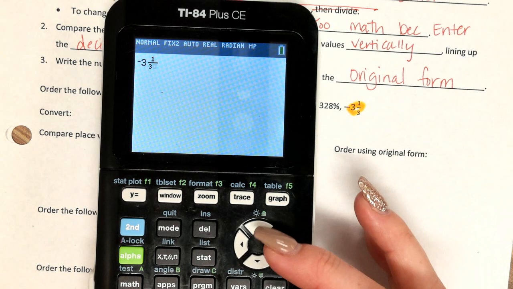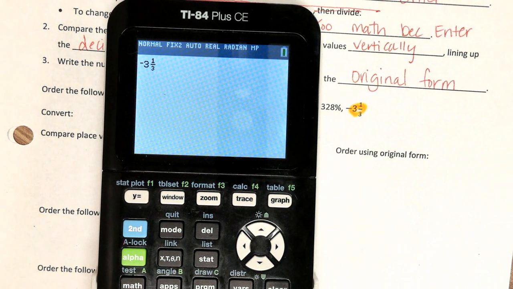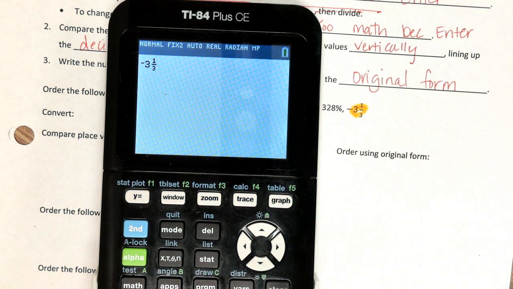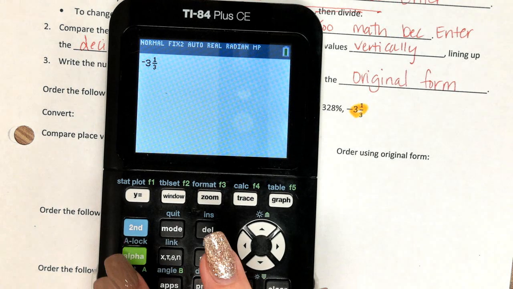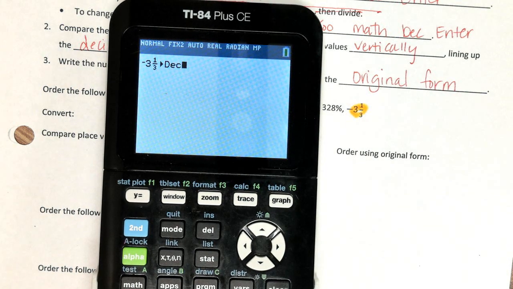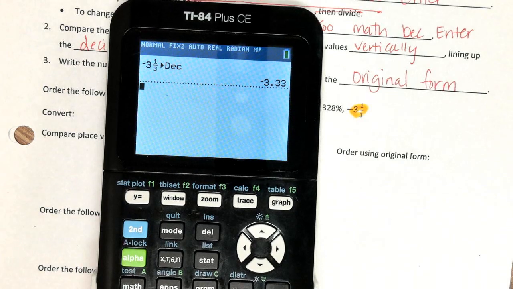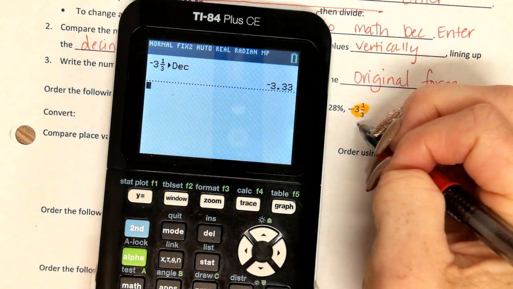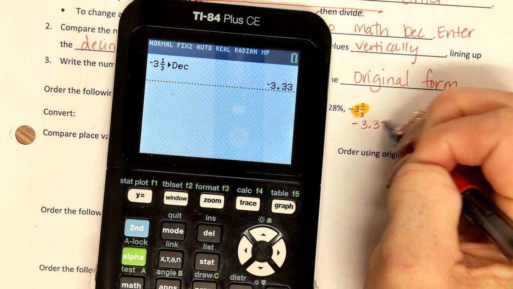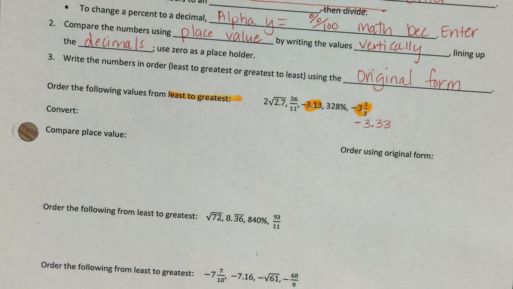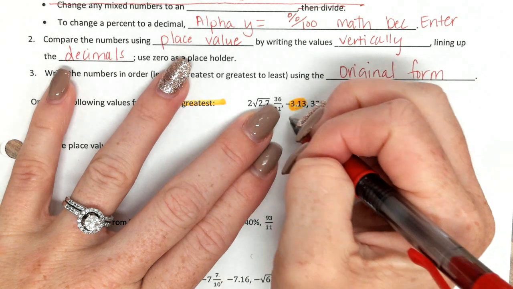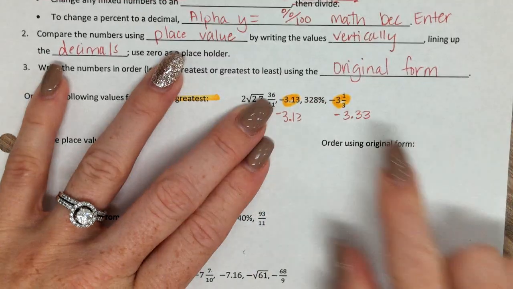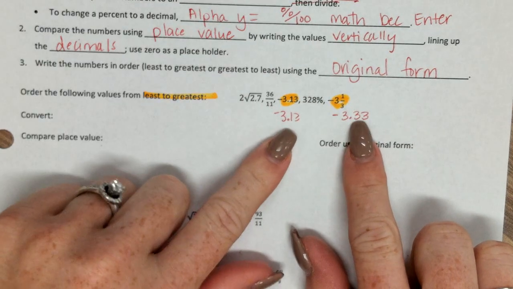If I arrow out, now what do I hit? Math, decimal, enter. How much money is this? I owe what? I owe $3.33. Now, I am only looking at these 2 numbers because one of those is worth the least.